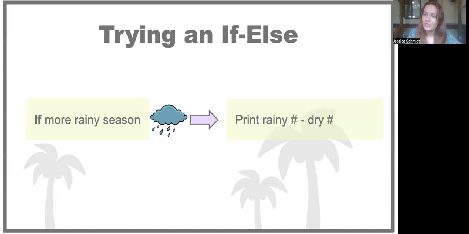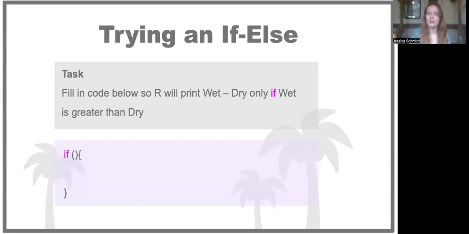Okay, now we're ready to build our if-else statement. So if you remember, first we want to say if there's more rainy season data, then print rainy minus dry to get the difference. Okay, so we have our values now. We have wet and we have dry. So how are we going to do this? Well, I'm hoping that you guys will give this a try on your own. Please fill in the code below so we can print the difference between rainy and dry data if rainy data is greater than dry data. So please think about this a moment, pause the recording, and just give it a go.